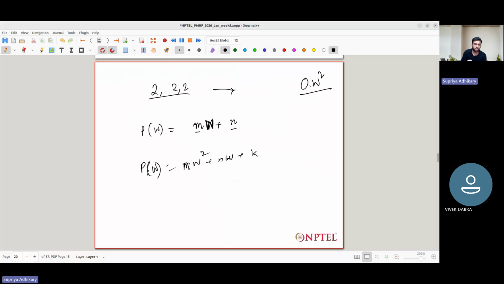But if we are certain that this has 0 coefficient, then we do not need that coefficient anymore. We can only assume that this is nw plus k. This n may be 0. We do not know whether this is 0 or not. And that is also true, that we can just assume that this is 0. If we can already be certain about the coefficient of W square to be 0, then what's the point of having that in the equation?